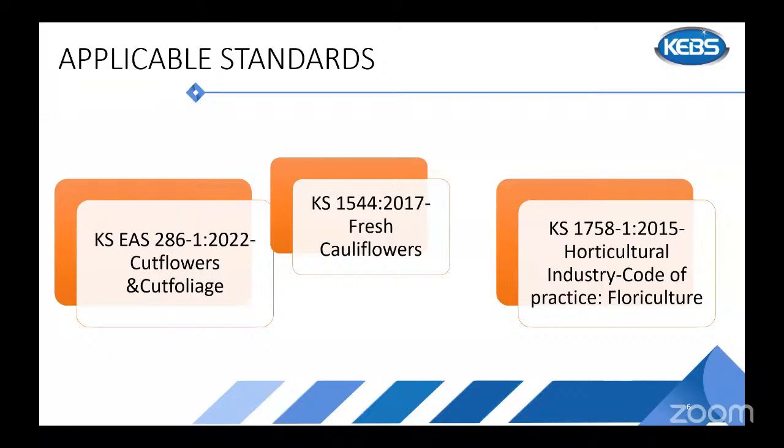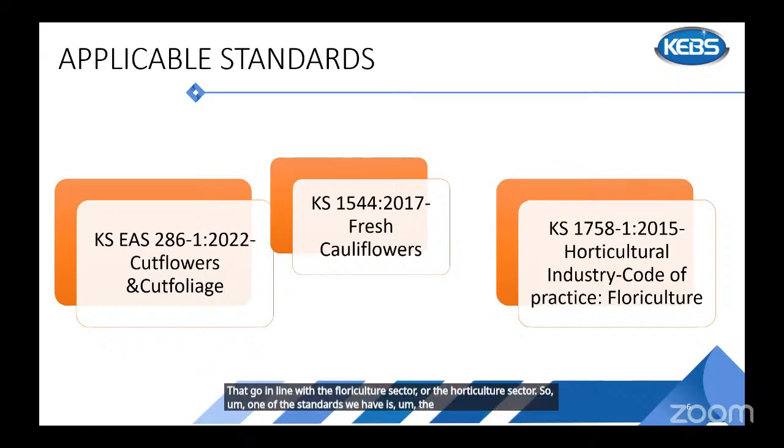So as I had mentioned, KEBS is a standards body, and we have various standards that go in line with the floriculture sector or the horticulture sector. One of the standards we have is the KES EAS. It's an East African standard that is harmonized to ensure that there is trade within the East African region, and this does not only limit it to the East African region, but it's also recognized internationally. So we have the cut flowers and cut foliage standard, KES ES1 of 2022.